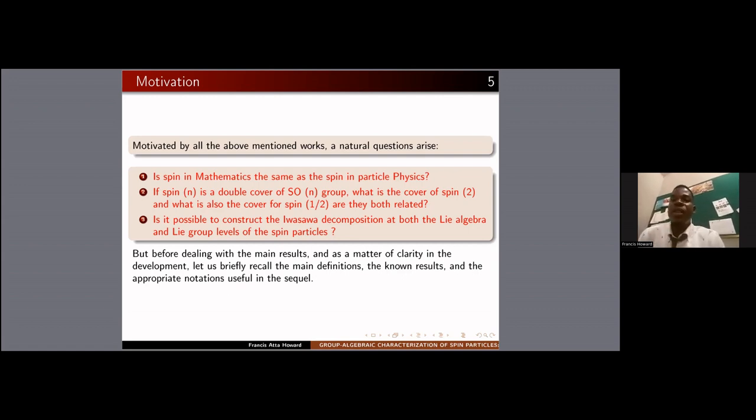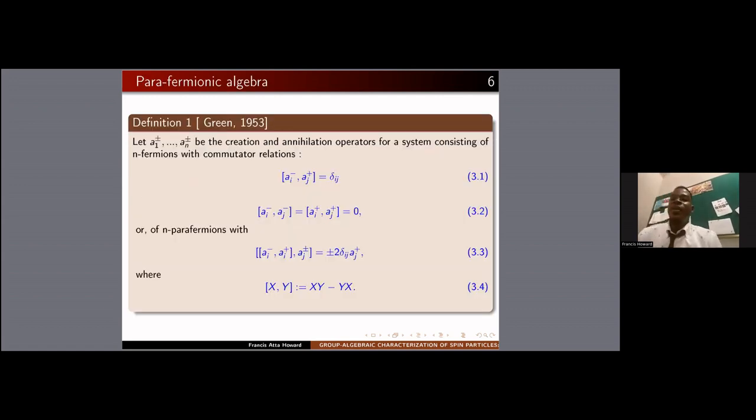We shall look at known preliminaries before we get to the main settings of this work. So we look at what a para-fermionic algebra is. H.S. Green in 1953 stated that when we have creation and annihilation operators for a system consisting of n fermions, the following relation, that is 3.1, holds: the bracket of a_i negative and a_j positive, that is a_i and a_j dagger, is equal to delta_ij.